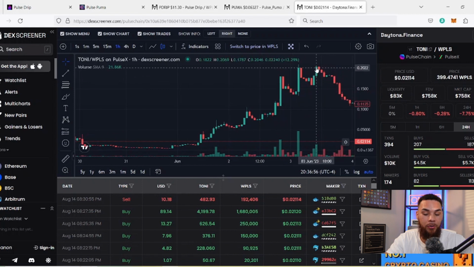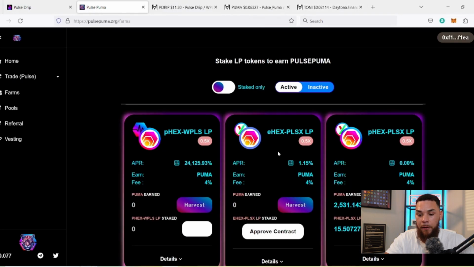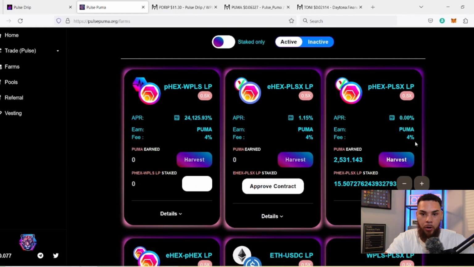And I believe that Daytona Finance hit a max price of like 40 something cents at one point. So what I am doing is I am holding a portion of my Puma bag so that I can wait for it to pump. And then I am selling some here and there just so I can take some profit and make sure that I'm earning back my money. Because as you can see in the Pulse pools here, you do have to pay a 4% fee. So I want to earn that back. And then everything after that is just profit.